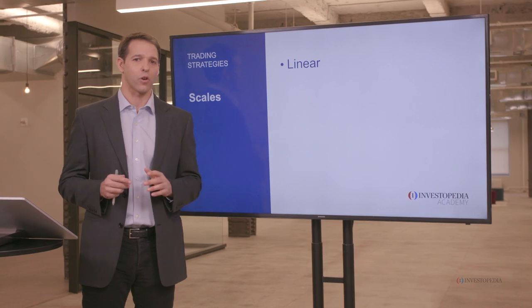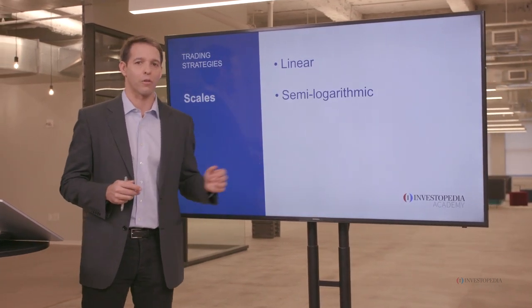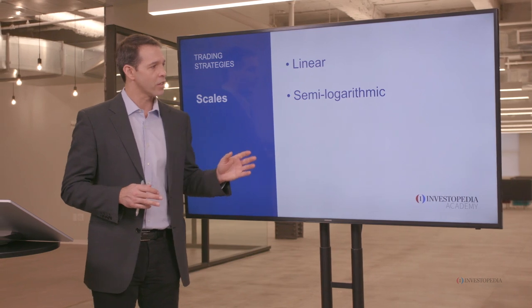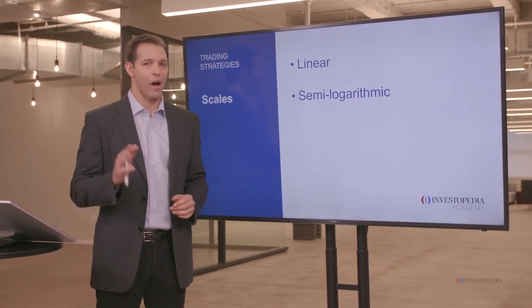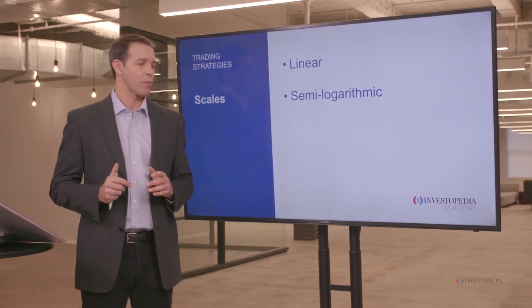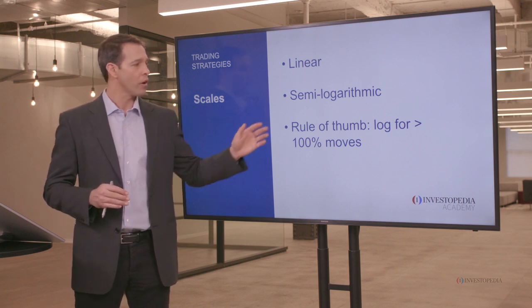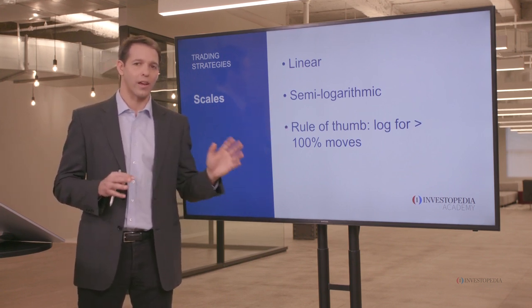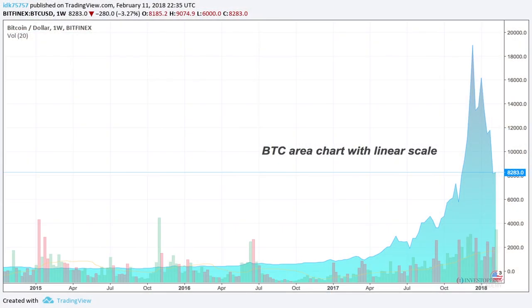The second type of chart that you want to use in the crypto markets is known as the semi-logarithmic. What this does is it's going to show you a percent price change that's the same all the way up on the y-axis, and I'll demonstrate in a second. The rule of thumb that I use for crypto markets is if there's a price that moves over 100%, I want to use a semi-log chart to identify that price. Let's take a look at a few charts to see how this works in practice.